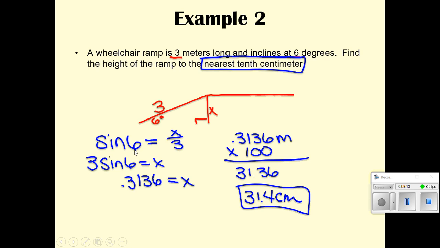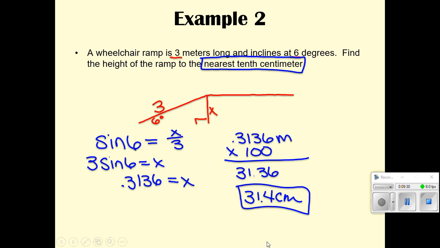So you look at what they have. So sine 6 equals x over 3. And then when you do this, you're going to multiply sine 6 times 3 to get the x. That's how you get the x. Cross multiply if you were to put it over 1.